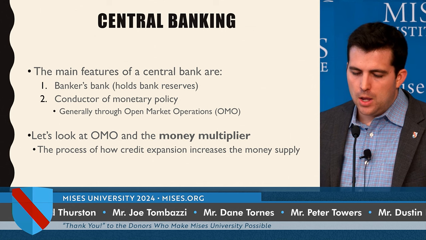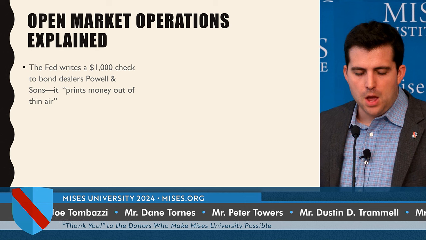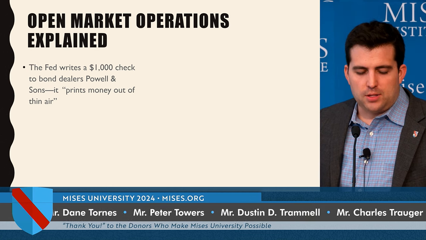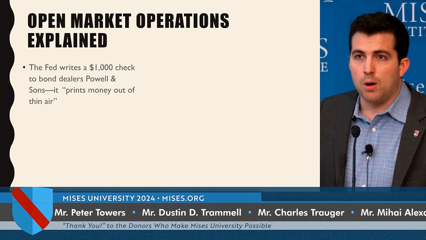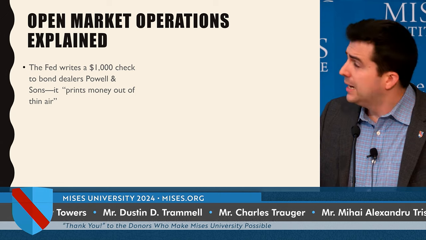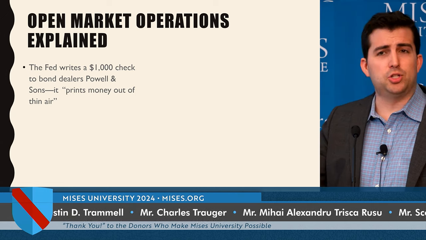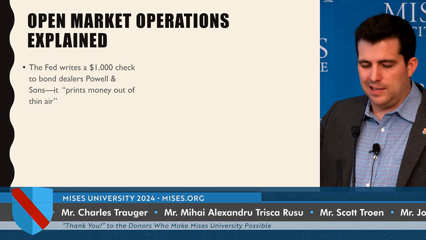Okay, so open market operations explained. Let's say the Federal Reserve writes a $1,000 check to bond dealers Powell and Sons. It's named after, of course, Jerome Powell, our current Federal Reserve chair. It literally just prints money out of thin air. It's able to just write a check, and that's the money. Or what it does now is it literally adds the money electronically.